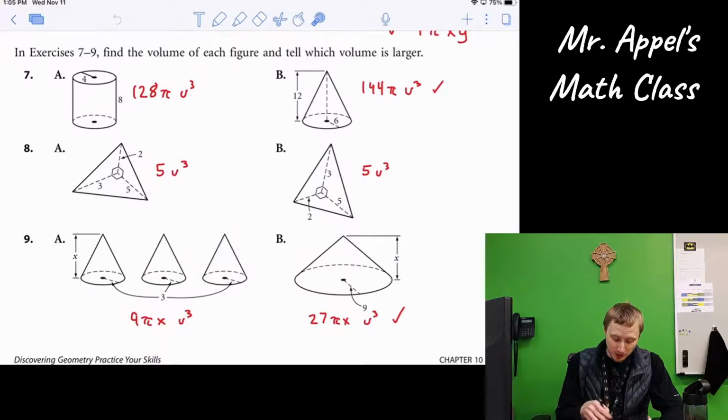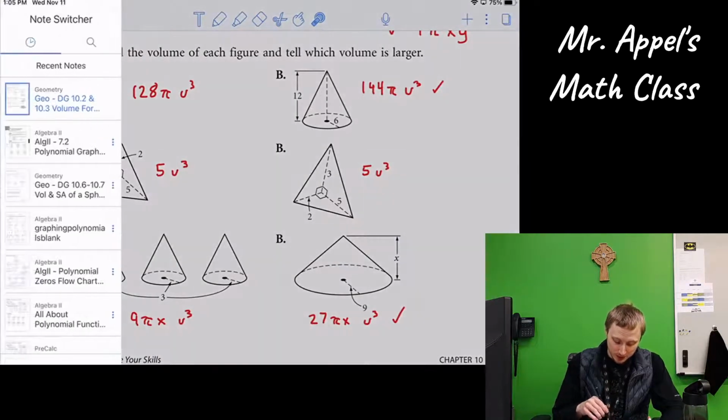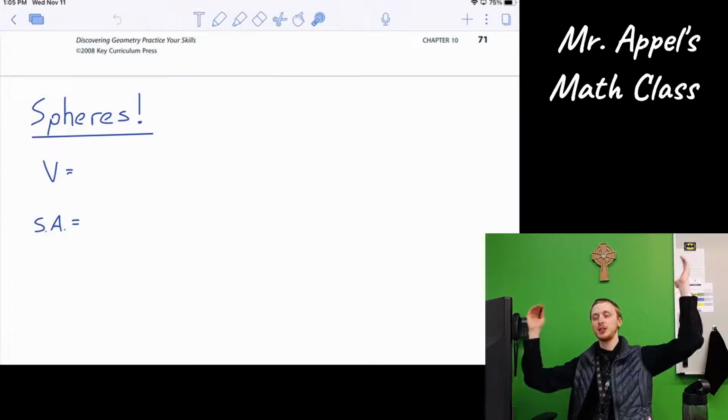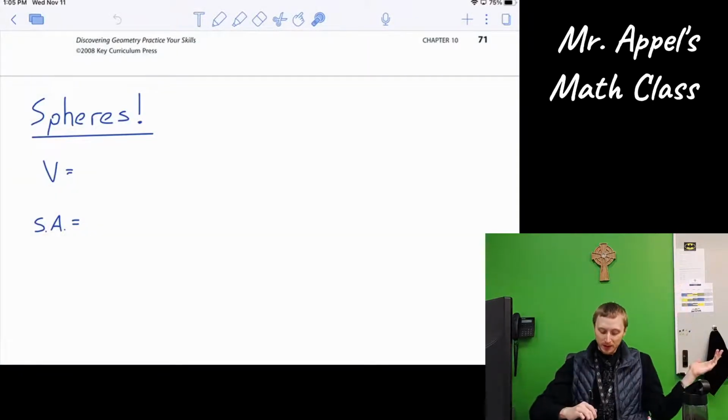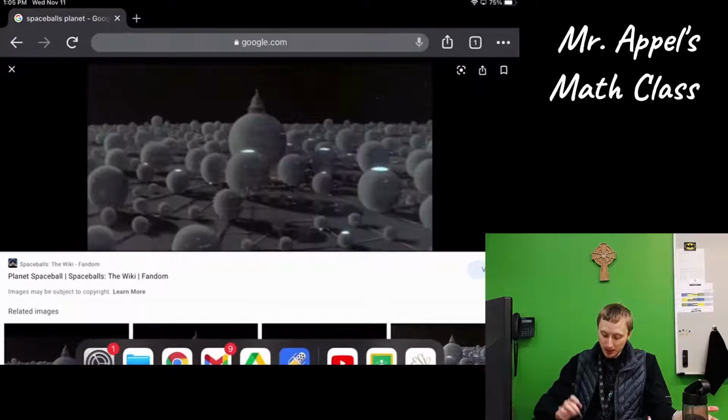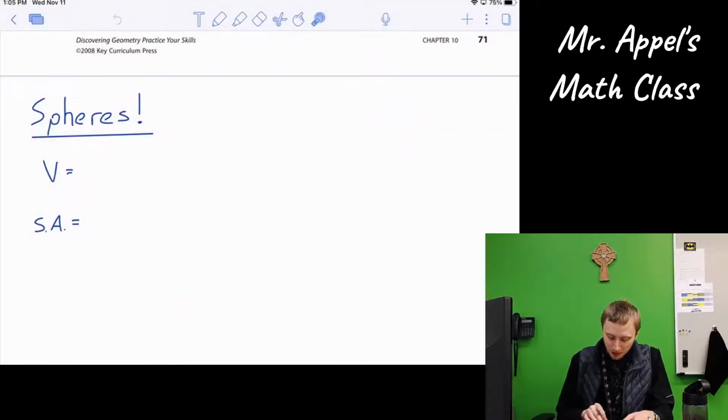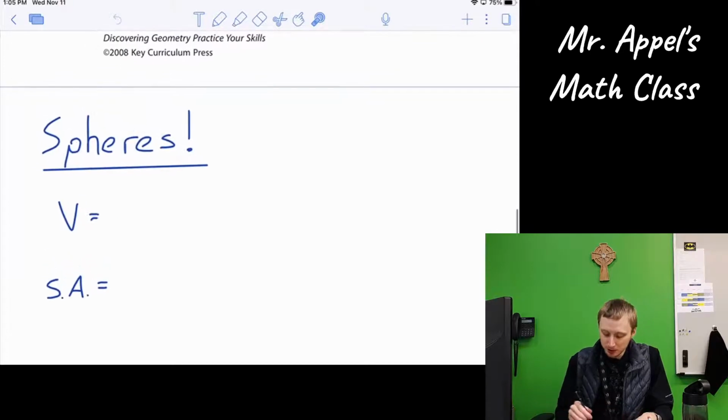Today we are finishing off surface area and volume with one last shape we've otherwise neglected here, and that is spheres, right? Everybody's favorite space balls. Of course, how do you find the surface area and volume of a sphere? Well, spheres are just 3-dimensional circles. So we should know they're always going to involve that fancy number pi.